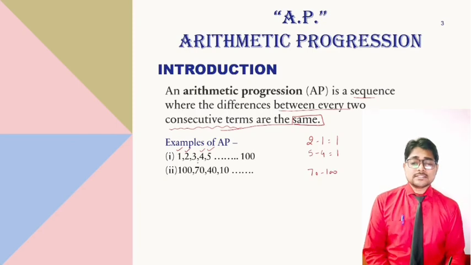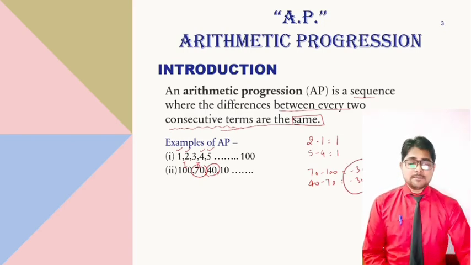Remember one thing, always subtract in this way. This is your second term, this is your first term. Always remember, subtract second term minus first term, and we call this the common difference. Fine. So in this way, 70 minus 100, you will get minus 30. Then 40 minus 70, again you will get the same result, minus 30. So in this way, you can say this is an AP.